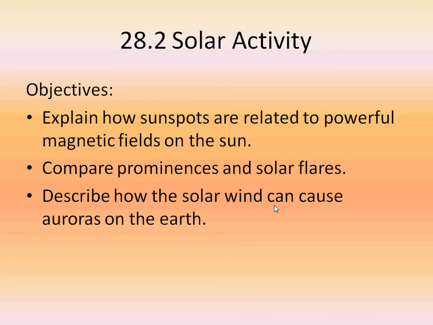By the time you get done, you're going to say, I can explain how sunspots are related to powerful magnetic fields on the sun. You're going to be able to explain that. We're going to talk about the different things that happen as a result of sunspots. The next thing you're going to do is compare prominence and solar flares. You're going to say, I can compare prominence and solar flares. And then lastly, you're going to be able to describe how the solar wind causes auroras on the Earth. Very exciting. Some of the most beautiful things that I've ever seen, and so I get pretty jacked about this stuff.